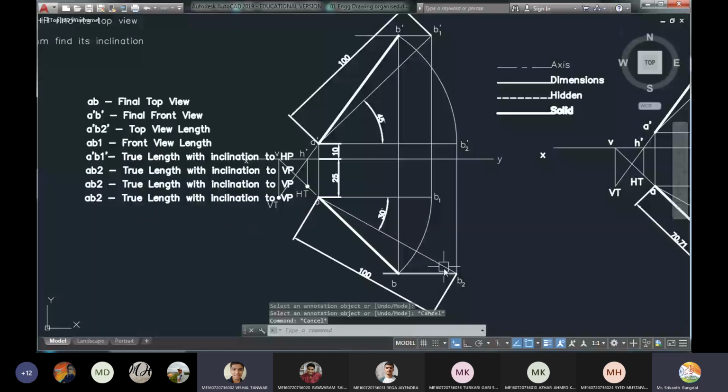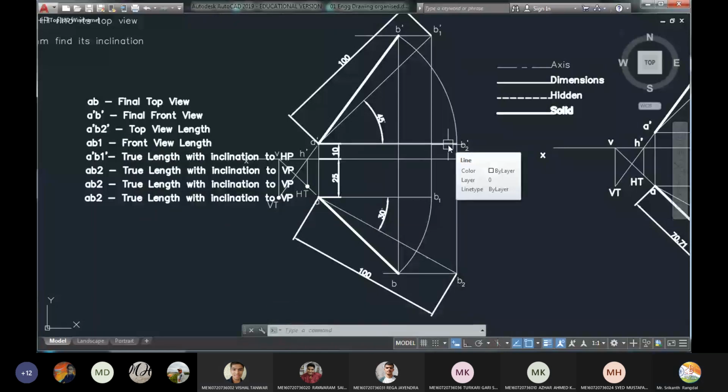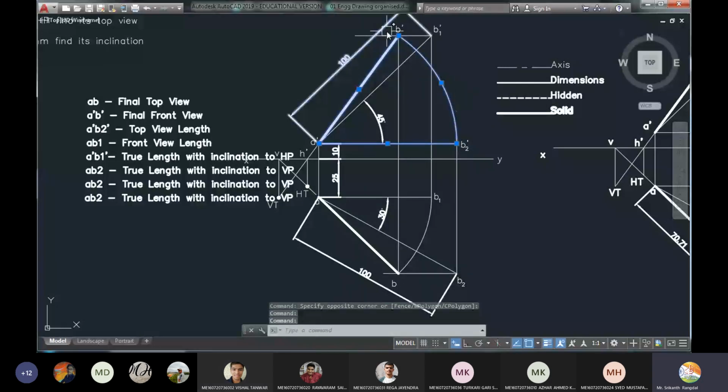So this is getting projected here. You see, this length is equal to this length, na? We are taking an arc with this point as center. That means this is the radius of the arc, and this is also the radius of the arc. So both these lengths are equal. So I had done it right.